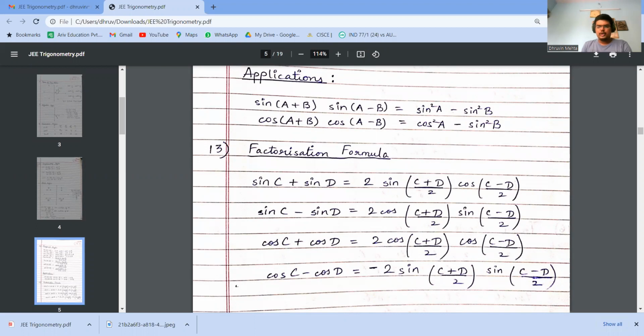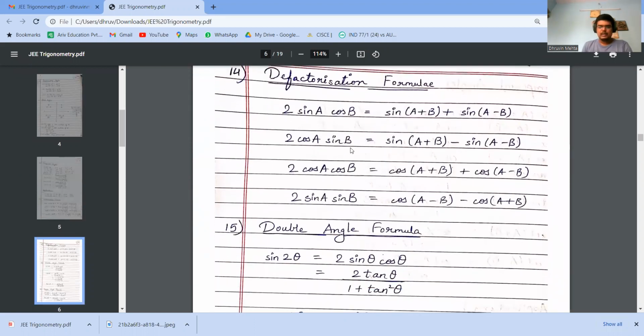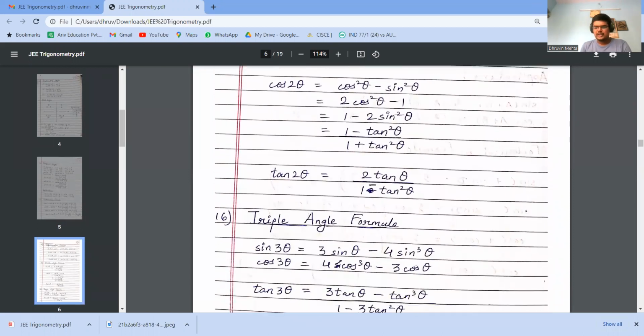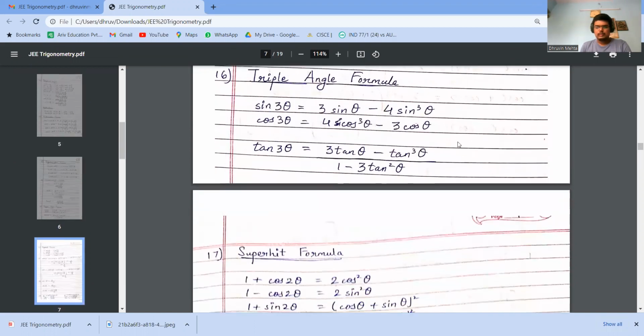Factorization formula, I'm sure you guys know this. Sin c plus sin d, sin c minus sin d, and same for cos. Then we have the defactorization formula. ये पता होगा सबको. Double angle, triple angle. I'm just rushing through this. ठीक है? I'm sure you guys already know this. Right, yeah. Trisha, Muskan?